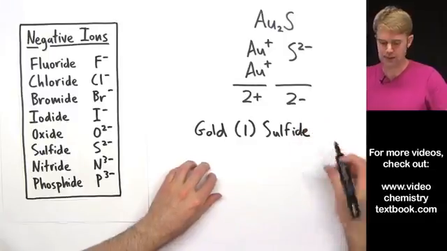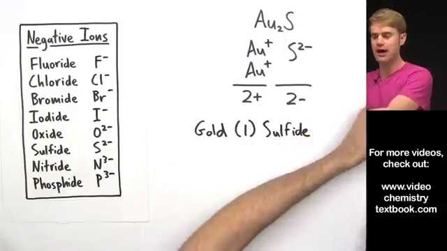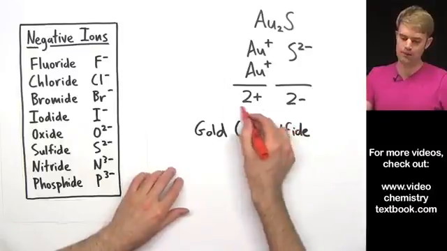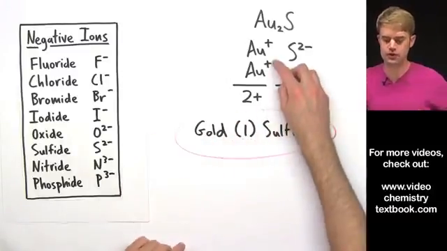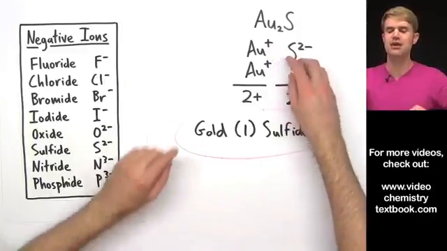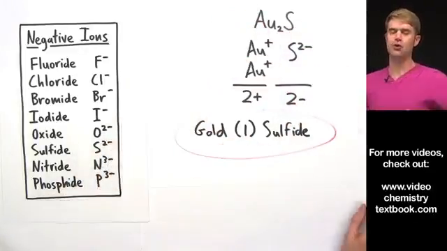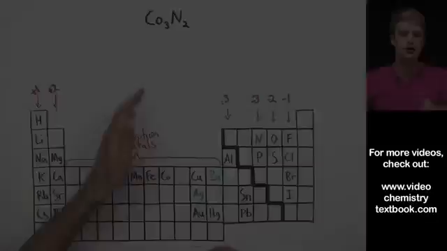As a neutral element, it's called sulfur, and then we add that IDE to the end of it when it becomes a negative ion. So again, this 1 here in parentheses refers to the charge on gold. It doesn't have anything to do with a number after gold. All right, let's do a couple more.